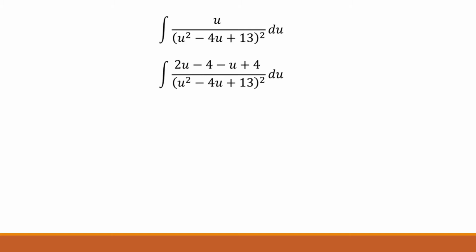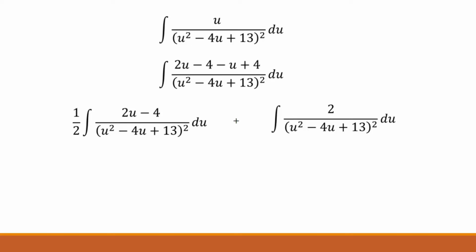Okay, now at this step, I'm going to break this integral into two. The first one, I'm going to have a 1/2 outside. I'm going to have 2u minus 4, the numerator. And the second integral, I'm going to have 2. So these are all equivalent so far, all these steps. Because the first integral, the 2u minus 4, when I multiply that by 1/2, I end up with u minus 2. And when I add it to the other integral's numerator, the 2, that becomes just u. So that works out nicely.